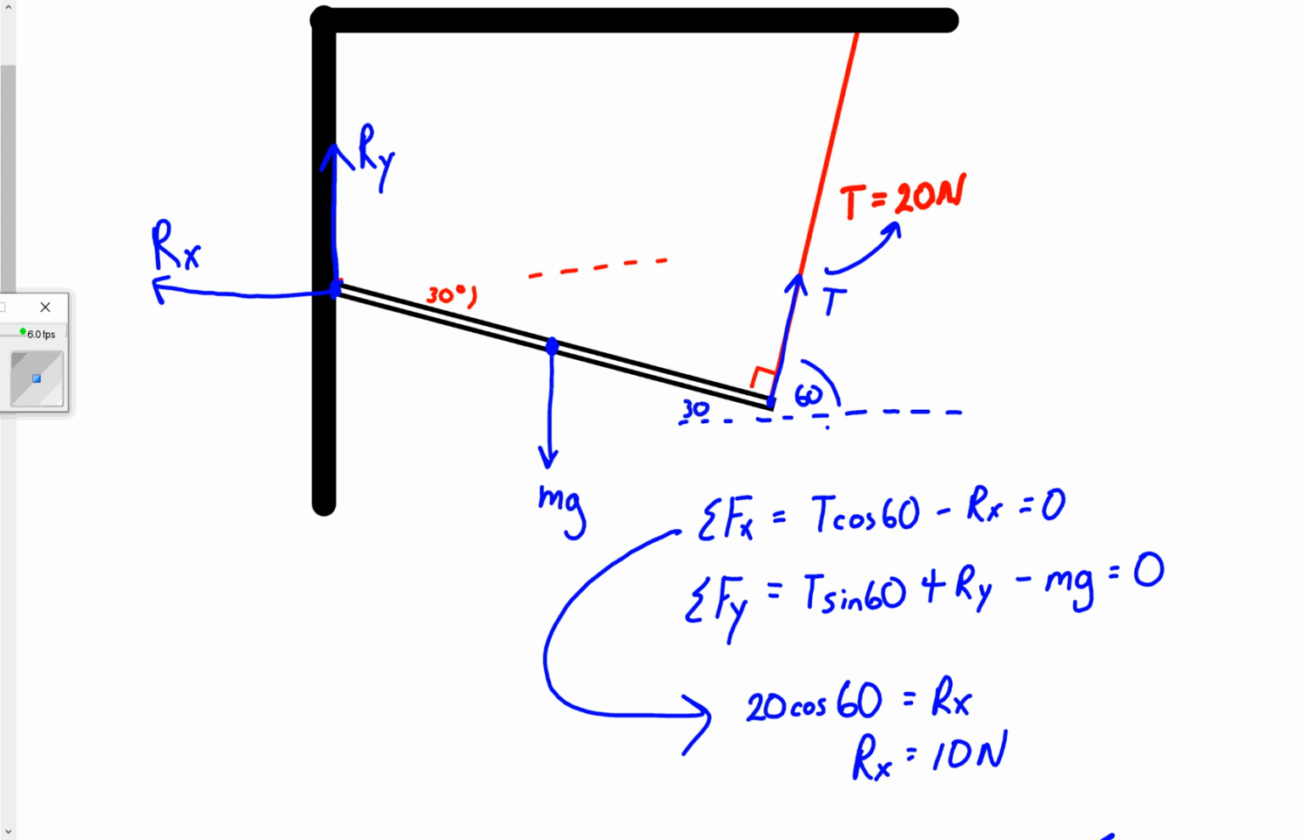I'm going to check the problem real quick. So I went and double checked, and this problem actually asks to find the weight of the rod.